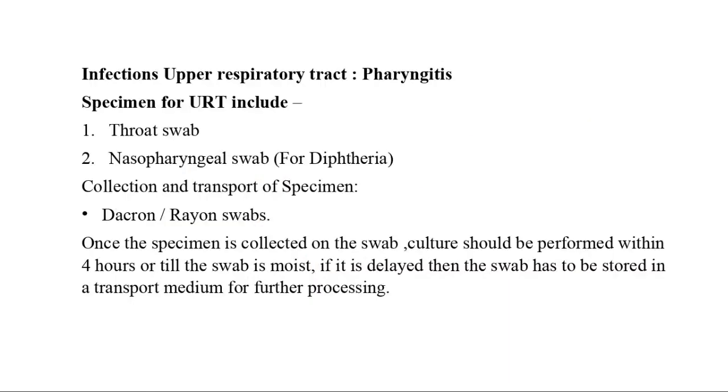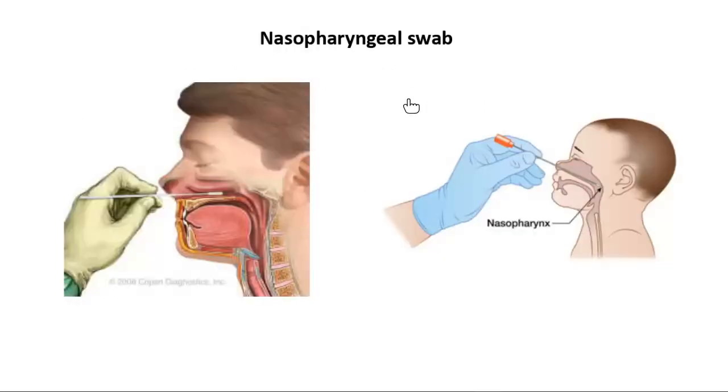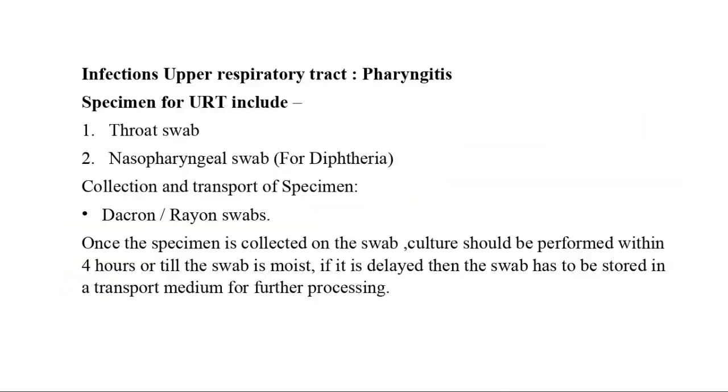First of all, infection of the upper respiratory tract, which is called pharyngitis. What is meant by pharyngitis? Inflammation of the pharynx. In the respiratory tract, this is the area which is called the pharynx. So inflammation of the pharynx is called pharyngitis. Same like the larynx, inflammation of the larynx is called laryngitis. Whenever the word ends with itis, it means inflammation of the part mentioned before this suffix.